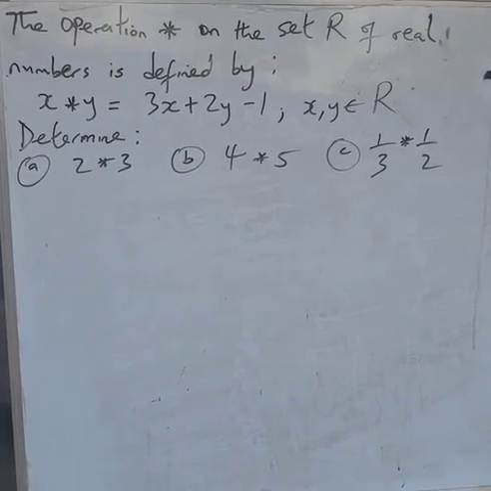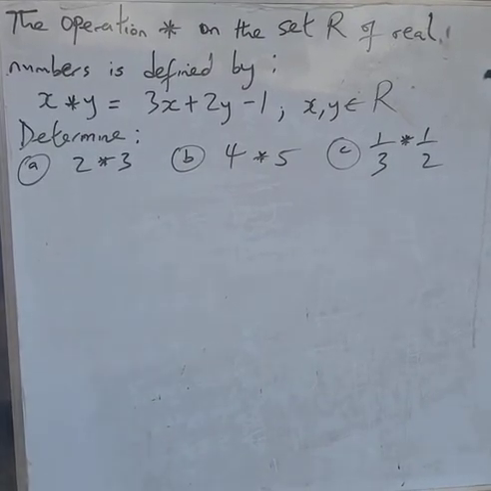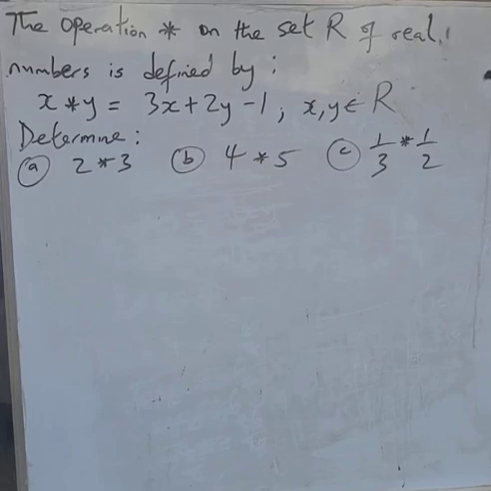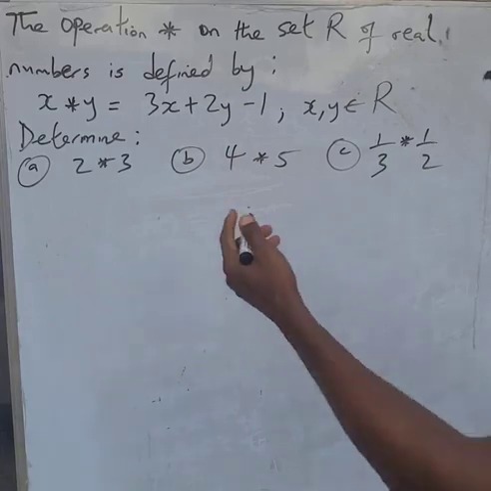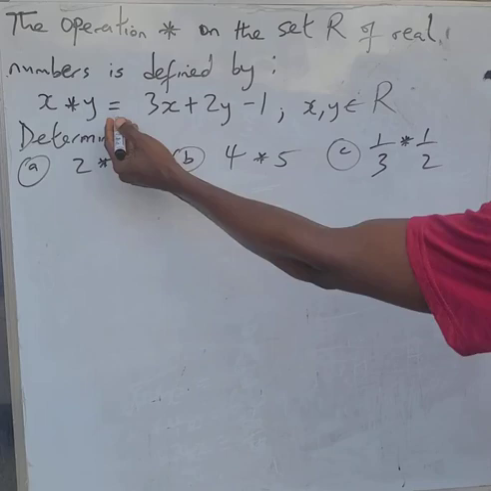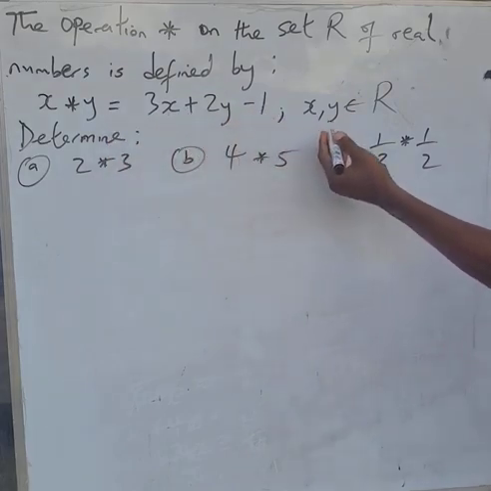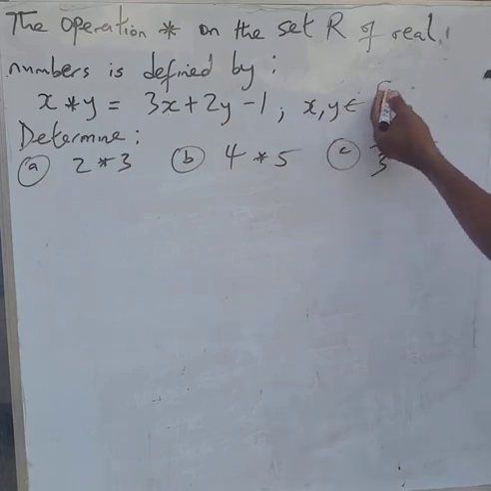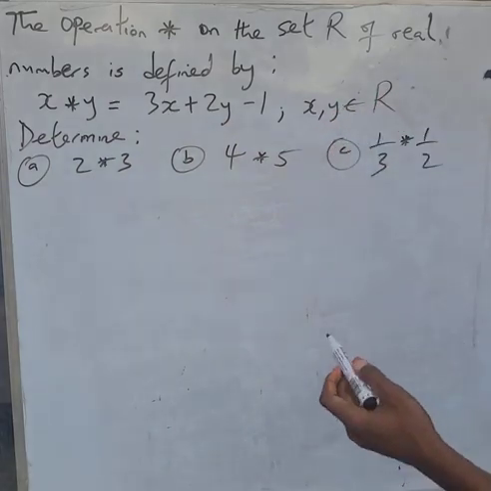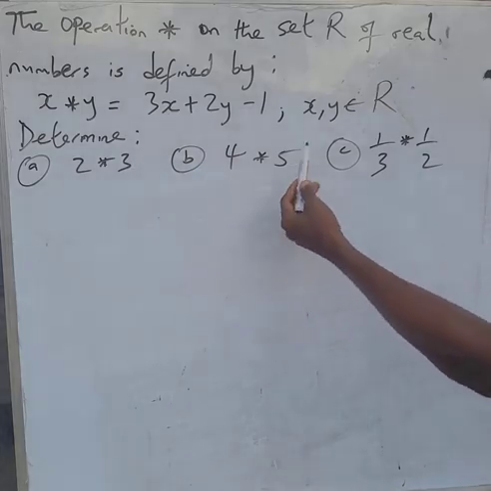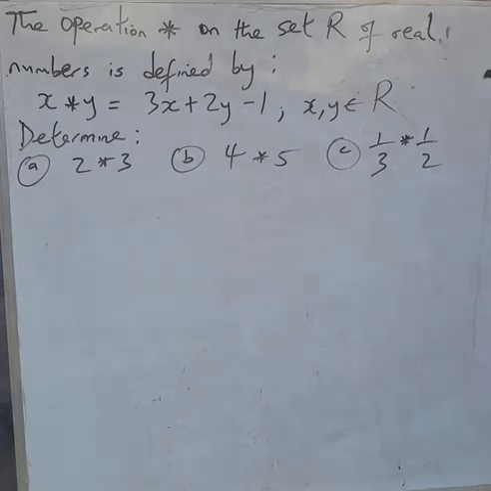All right, so more on binary operation. So we have a question on the board that the operation on the set R of real numbers is defined by x asterisk y is equal to 3x plus 2y minus 1 for all x and y in the set of real numbers. So we are asked to determine each of the following.